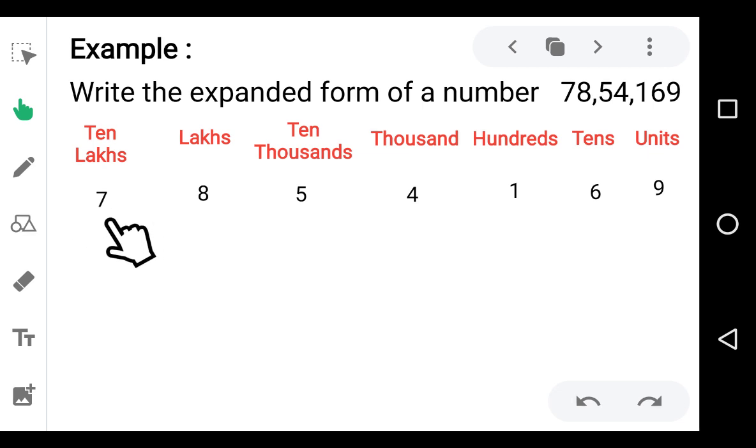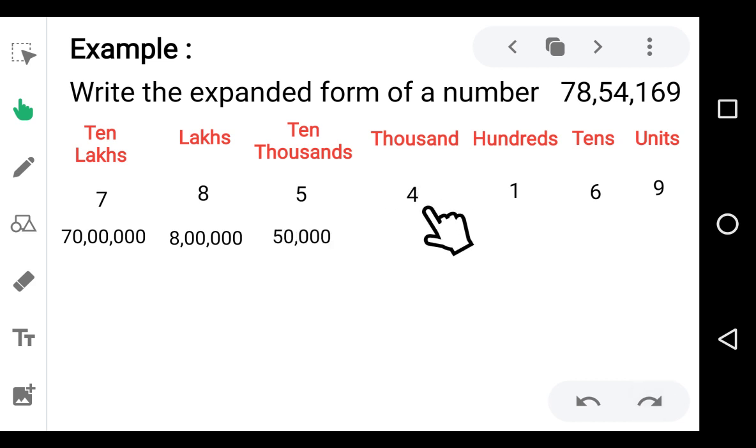See here, as 7 is in the 10 lakh place, the place value of 7 is 70 lakh. Then 8. 8 is at lakh place. Its place value is 8 lakh. 5. 5 is at 10,000 place. Its place value is 50,000. 4. 4 is at 1,000 place. Its place value is 4,000. 1. 1 is in 100 place. Its place value is 100. 6. 6 is in the tens place. So it's 60. 9. 9 is the unit place. So it is 9.